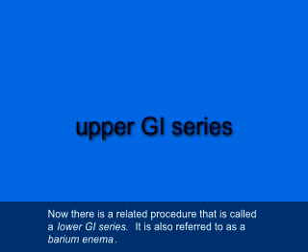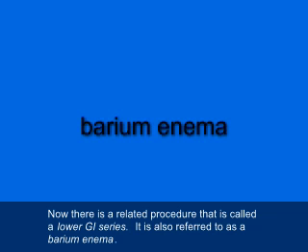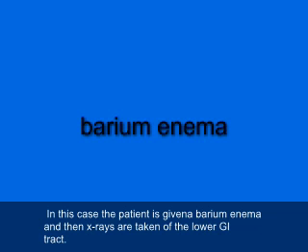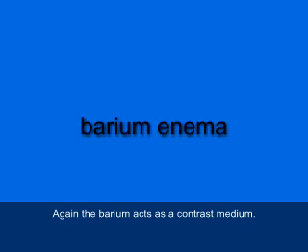Now there's a related procedure that's called a lower GI series. Again, that's lower, L-O-W-E-R, GI, capital G-I, and series, S-E-R-I-E-S. It's also referred to as a barium enema, B-A-R-I-U-M, and then enema is E-N-E-M-A. In this case, the patient is given a barium enema, and then X-rays are taken of the lower GI tract. And again, the enema acts as a contrast medium.